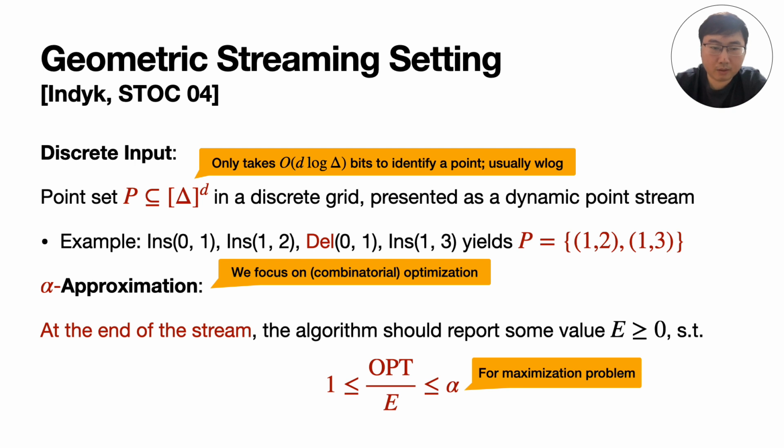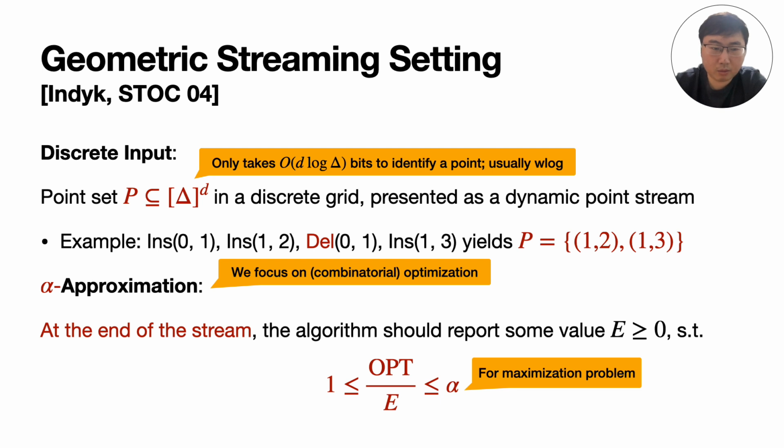For instance, in 2D, if we insert a point at coordinate (0, 1), then insert another one, (1, 2), then delete the first point (0, 1), and insert the point (1, 3), we will yield a data set P of points (1, 2) and (1, 3).